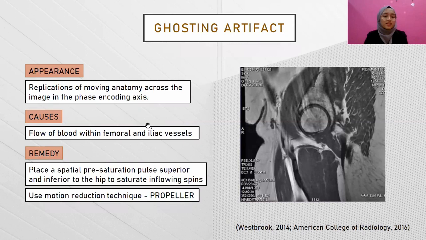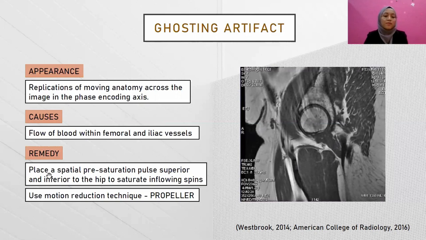Next is ghosting artifact. It appears as replication of moving anatomy across the image in the phase encoding axis, as you can see in this image. This is the artifact. It happens due to flow of blood within the femoral and iliac vessels. So this is the replication of the blood.